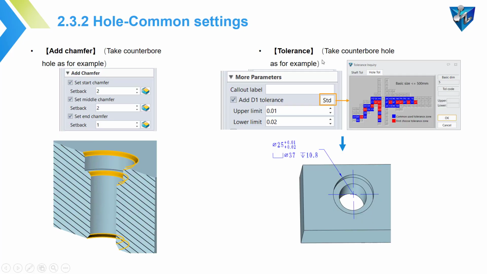The second setting I'd like to show you is the tolerance. In ZW3D, you can create the tolerance for the hole. You can just type the value like upper limit and the lower limit, and also you can use the tolerance belt to define the tolerance. And after that, you can show the tolerance in the PMI or also in the 2D sheet.